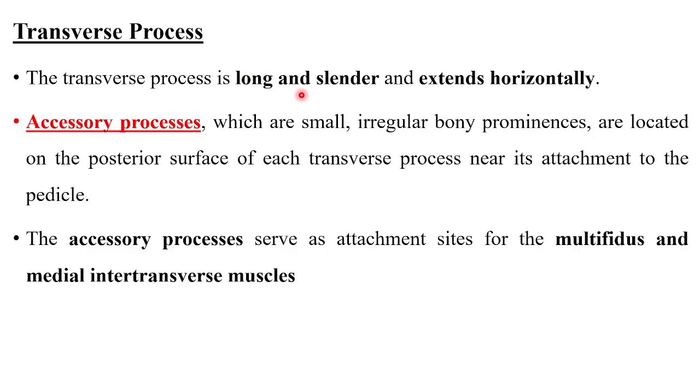Coming to the transverse process, it is long and slender and extends horizontally. And in the transverse process, one more unique feature like the mammillary process is the accessory process, which is a small irregular bony prominence located on the posterior surface of each transverse process near its attachment to the pedicle. The accessory process also serves as an attachment site for the multifidus and medial intertransverse muscles, like the mammillary process.